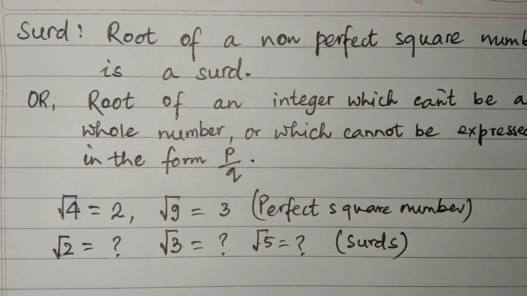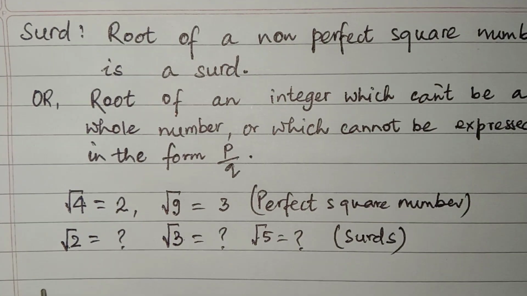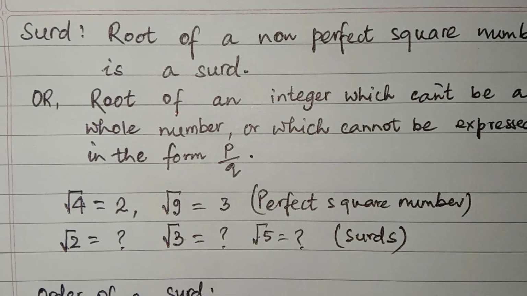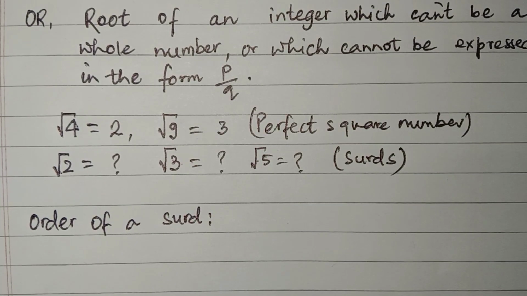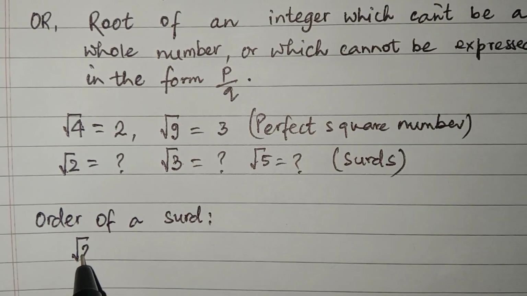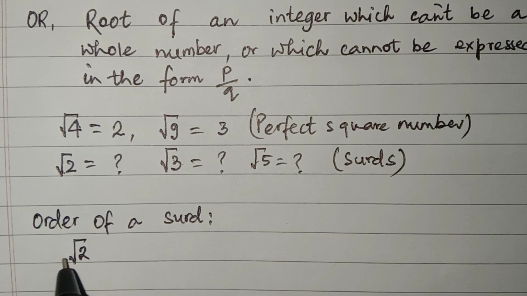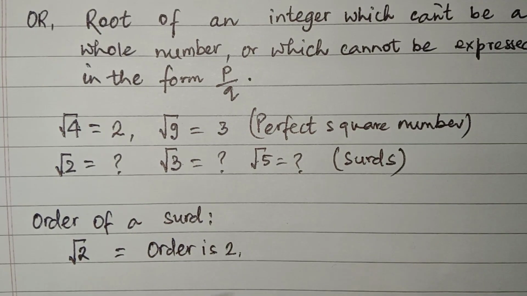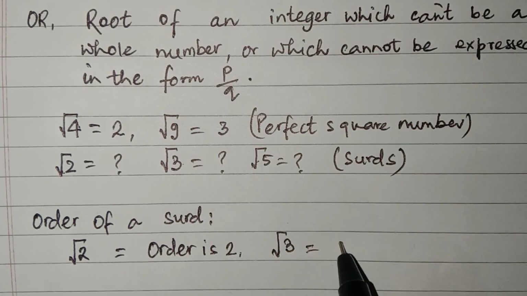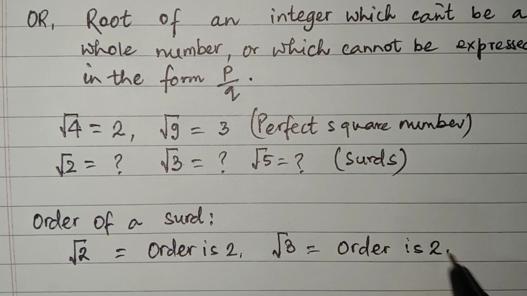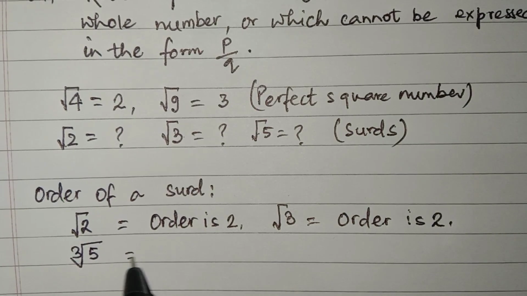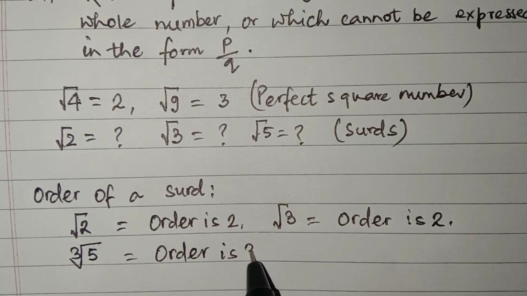Now let's try to understand the order of a surd. For example, if I have root 2, there is no number on the root sign, so its order is 2. Like root 3, its order is 2. Like cube root of 5, its order is 3.